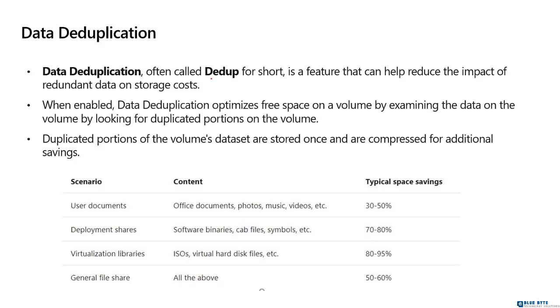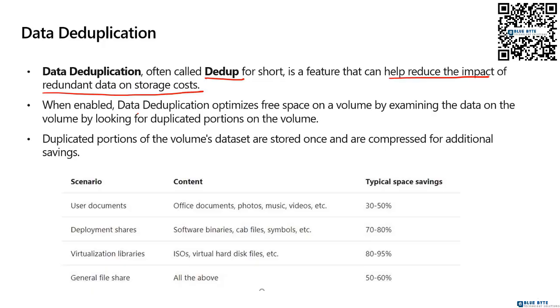Data deduplication, which we'll just call dedupe for short, is a feature that can help reduce the impact of redundant data on your storage cost. So really, you can store more data and consume less space, which overall reduces your storage costs because you need to buy less storage capacity.